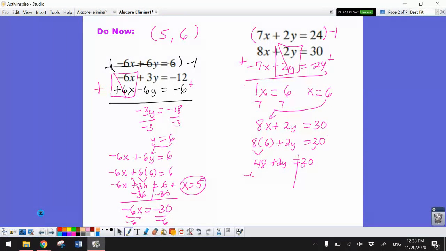And solving, I know I have to subtract my 48. So that's gone. 2y equals 30 minus 48, or 30 plus -48, that's going to be a -18. Dividing by 2, I come up with y equals -9. So hopefully you came up with the answers of 6, -9 for that one, and 5, 6 for the first one. Okay, so now let's take a look at a word problem.